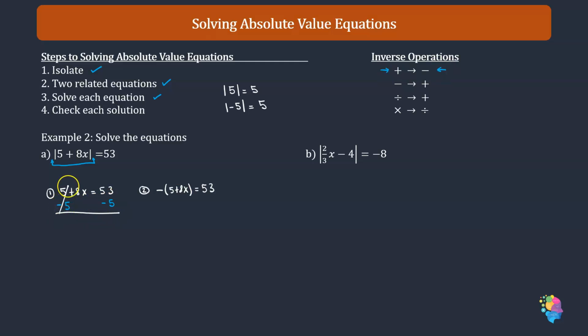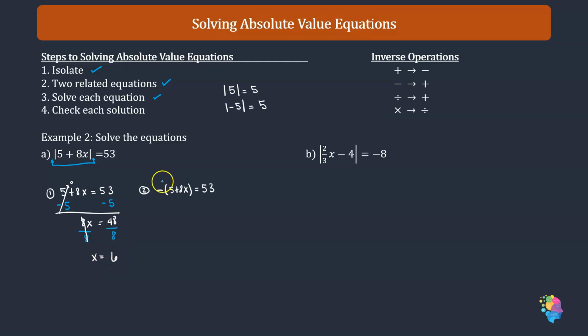5 minus 5 will be 0, 8x, and 53 minus 5 will be 48. We haven't completely solved for x. We need to divide by 8, because these two are multiplying and the opposite, or the inverse, of multiplication is division. 8 divided by 8 is 1, so this would just be x. And 48 divided by 8 is going to be 6.